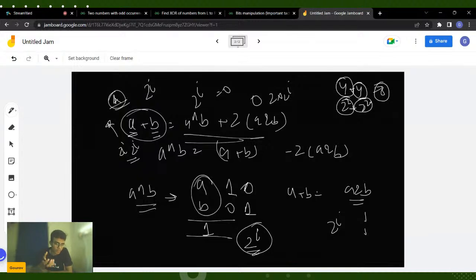Okay. There are no formal proofs about this. You just have to see what exactly the concept of addition is doing, what exactly the concept of XOR is doing, and what exactly the concept of AND is doing. Got it, Rishit? What I just tried to explain.